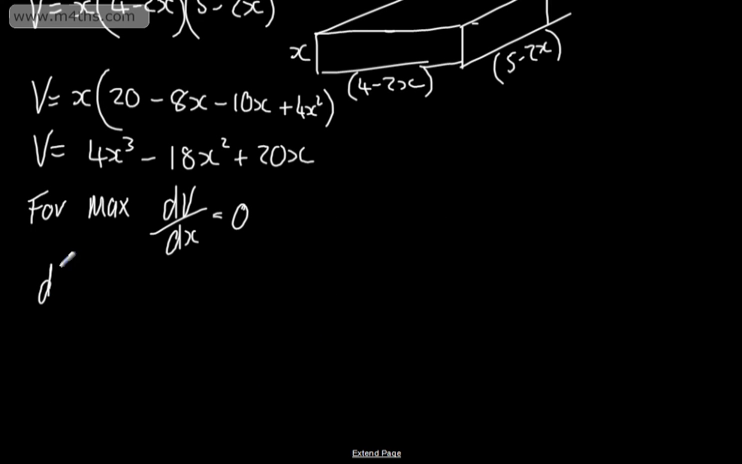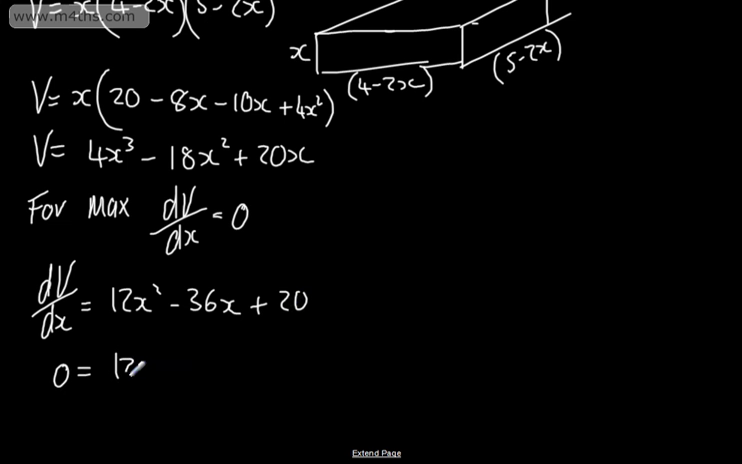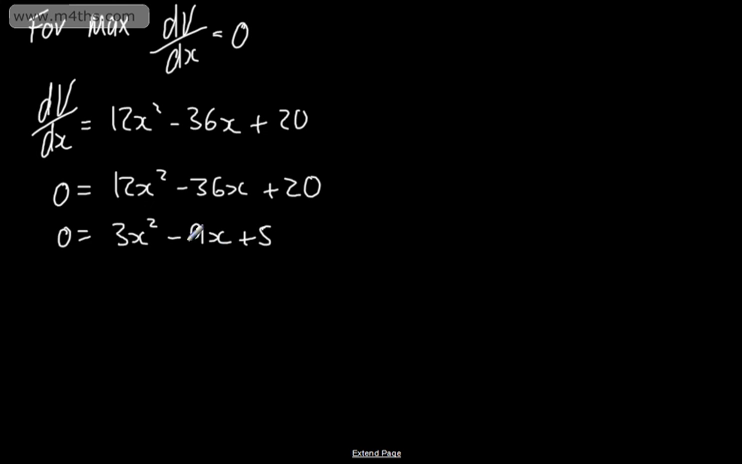So let's look at this now. dV/dx is going to be equal to 12x squared minus 36x plus 20. So 0 is going to be equal to 12x squared minus 36x plus 20. Now I could try and simplify this if I really wanted. What will it divide by? All of those will divide by 4. So what's that going to give? 3x squared minus 9x plus 5. Regardless, it's not going to be pretty. So we got this quadratic equation to solve.